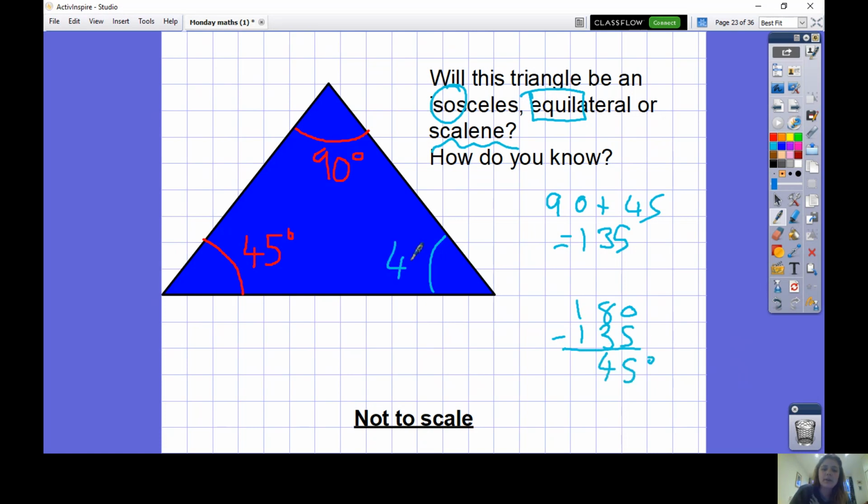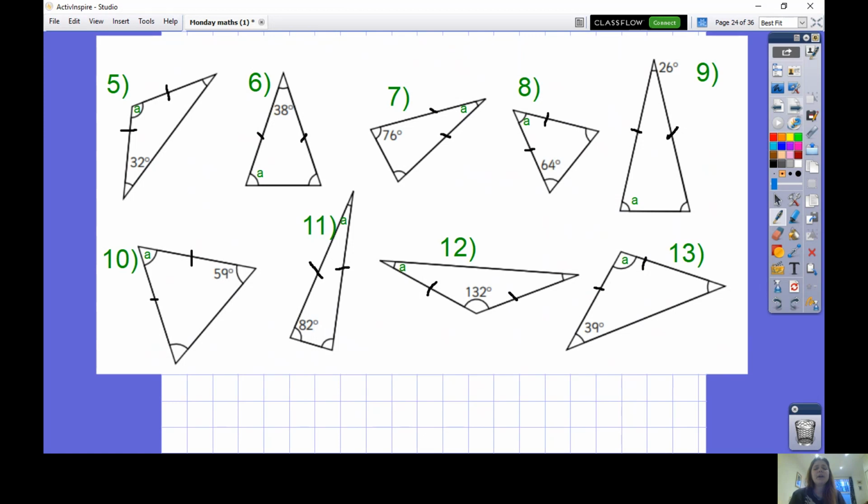I'm going to label up 45 degrees. Aha, I can see two angles are equal. That tells me it's not a scalene triangle, it's not an equilateral triangle, it's an isosceles triangle. So that's how you would solve some reasoning problems. It's going to be over to you now.